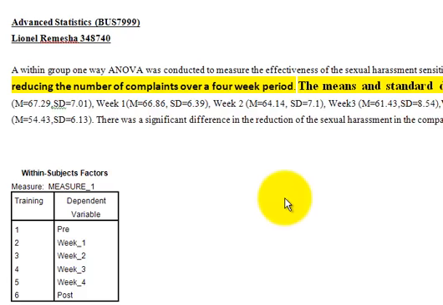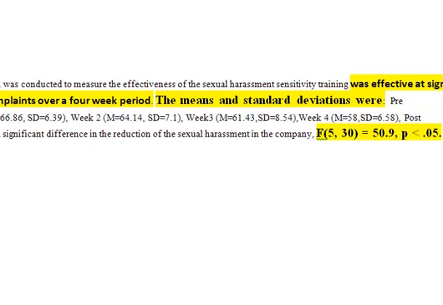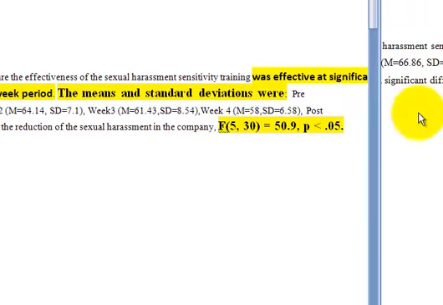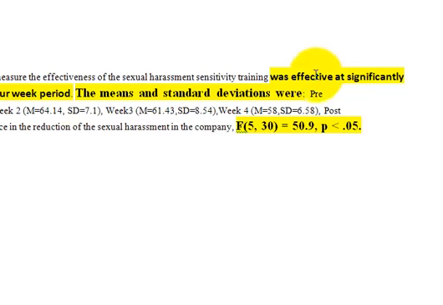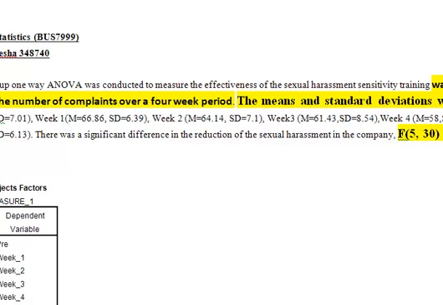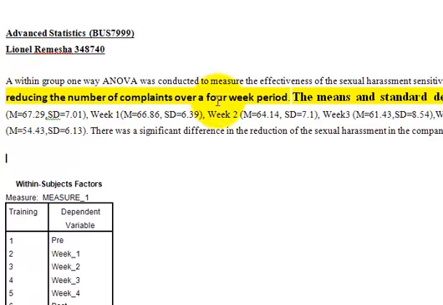Okay, your write-up needed work again. So I want you to start looking at the way the write-ups are when I put up the homework's APA write-up format. I want you to practice that for a while. So your within group ANOVA, or repeated measures ANOVA, effectiveness of sexual harassment training, was effective at significantly reducing the number of complaints over a 4-week period.